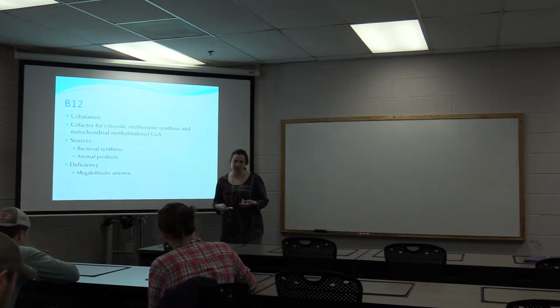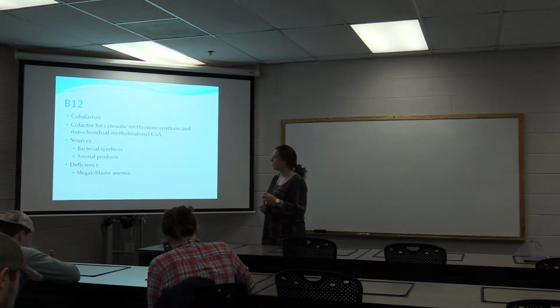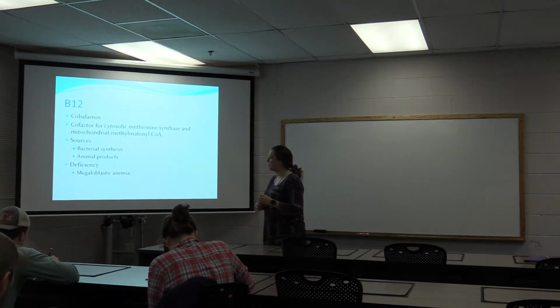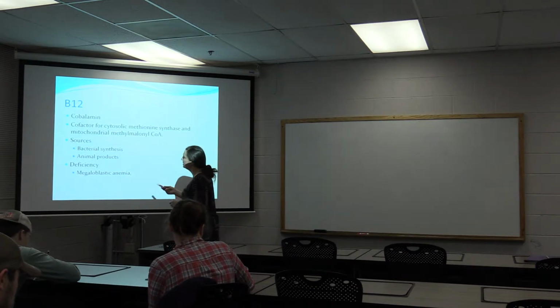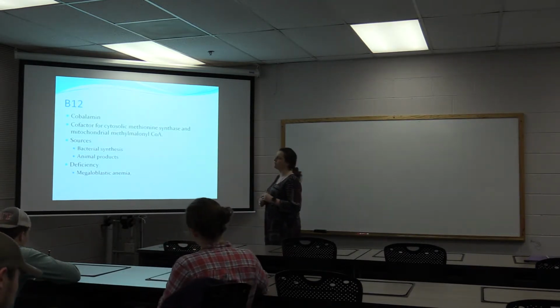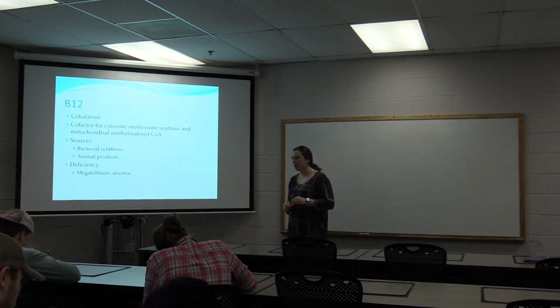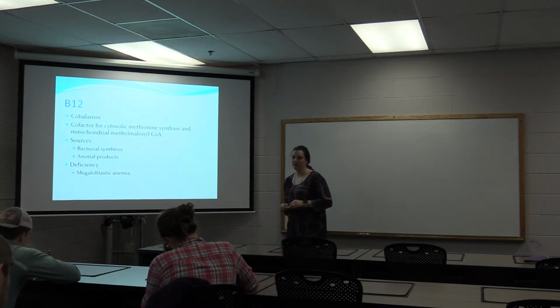So this is going to be milk, eggs, meat. Our plant products do not have very much. They don't have B12. Your bacteria can synthesize it. So if you're relying on bacterial synthesis, you need to have cobalt. So our ruminants have a cobalt requirement. They do not have a B12 requirement.